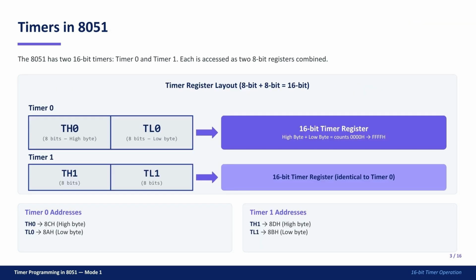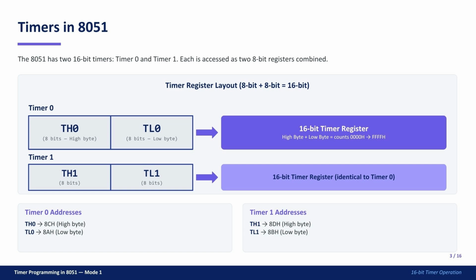Now let's look at what's inside the 8051. The 8051 microcontroller has two 16-bit timers called timer 0 and timer 1. Both are identical in functionality. So whatever we learn about timer 0 applies to timer 1 as well.